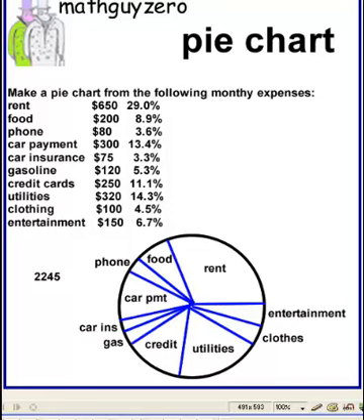That's all of them. Looks to me like most of his money goes to the rent. Second part of the money goes to the car. You notice he has a car payment, car insurance, and gas. That's a pretty big chunk of pie, almost as big as the rent. That's how you make a pie chart.